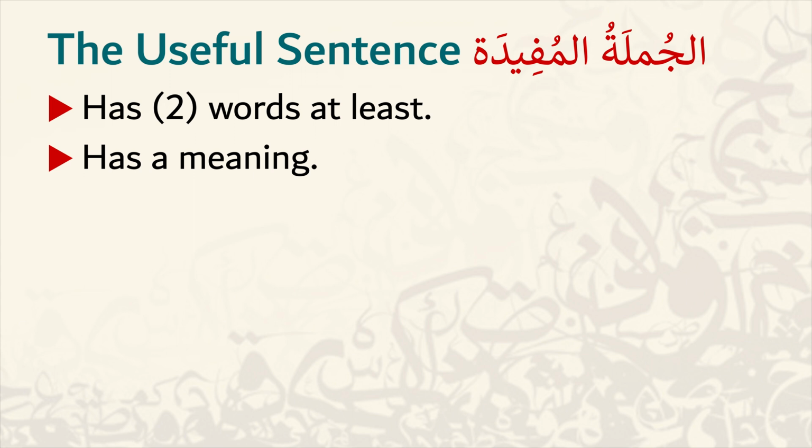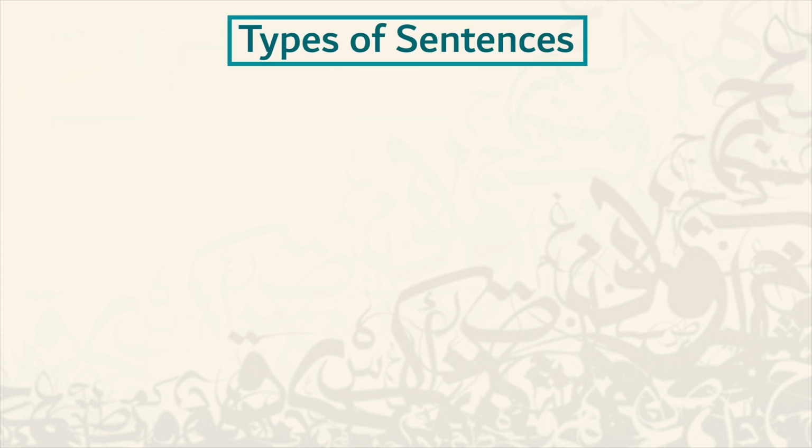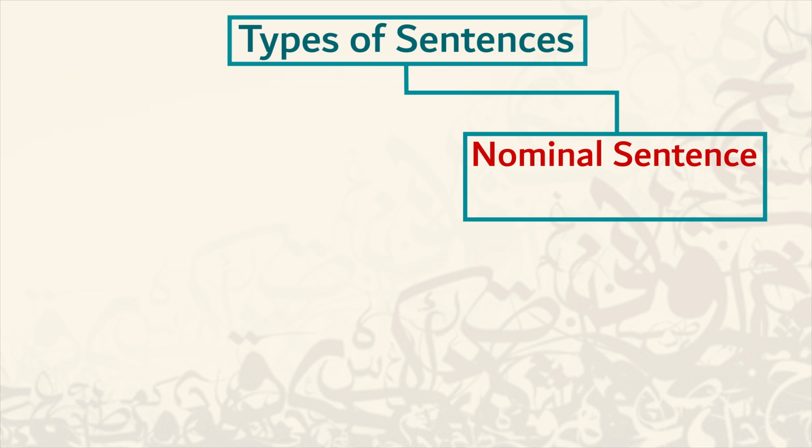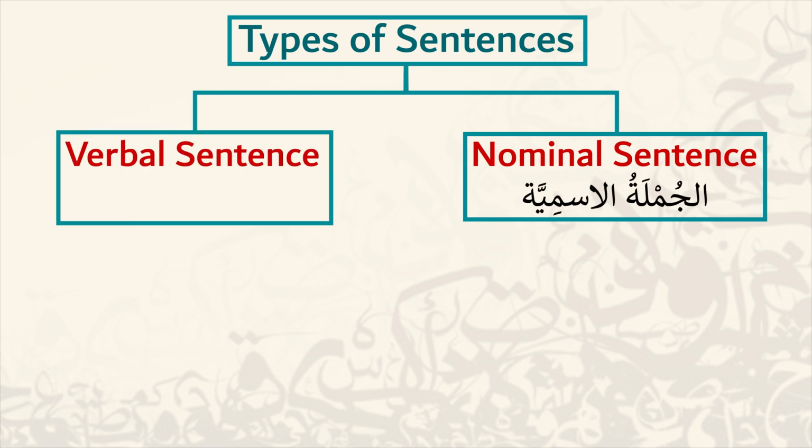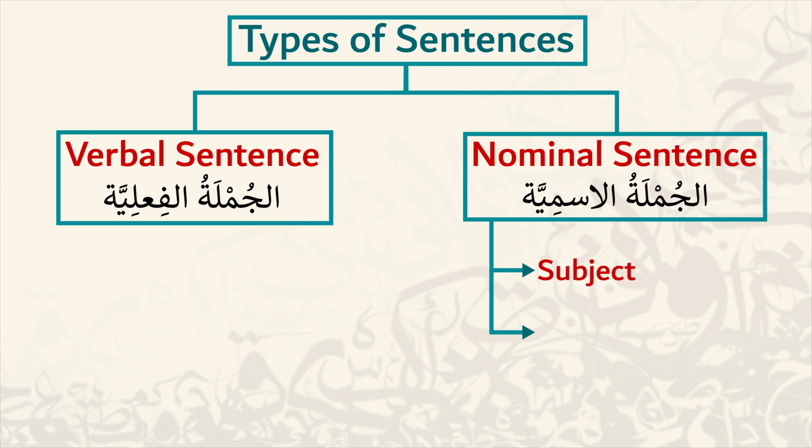In Arabic, we have two types of sentences, or more specifically, useful sentences. First, nominal sentence, الجملة الاسمية, and second, verbal sentence, الجملة الفعلية. A nominal sentence has two main parts. The subject, المبتدأ, and the predicate, الخبر.